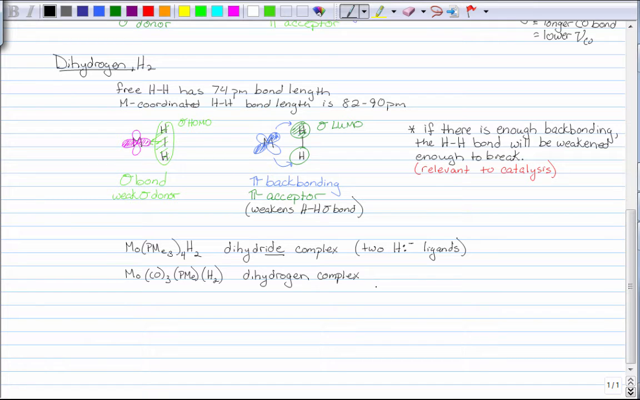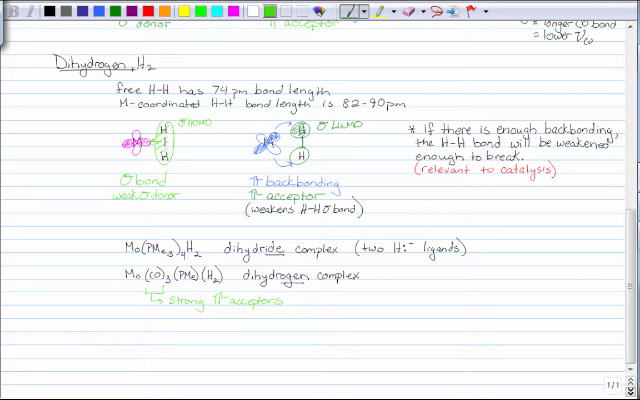In the second complex, the dihydrogen is actually bound as a dihydrogen. And this can be shown in the formula. It can also be said in the name, a dihydride versus a dihydrogen. The difference in bonding between these two metal complexes comes from the fact that the carbonyl ligands bound to the second complex are strong pi acceptors.